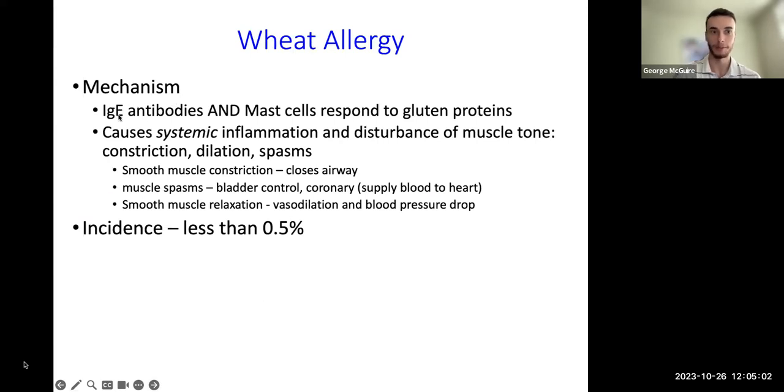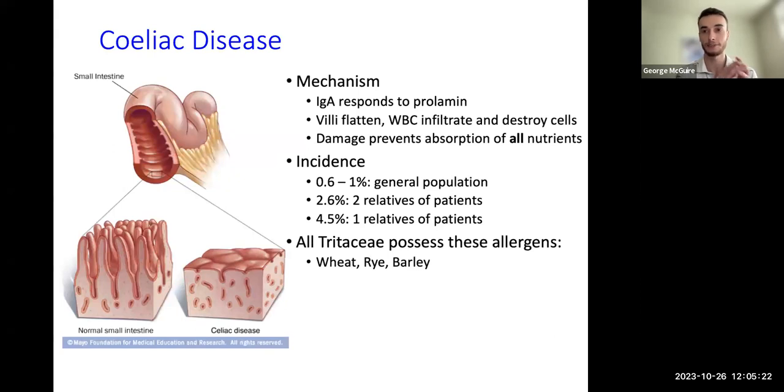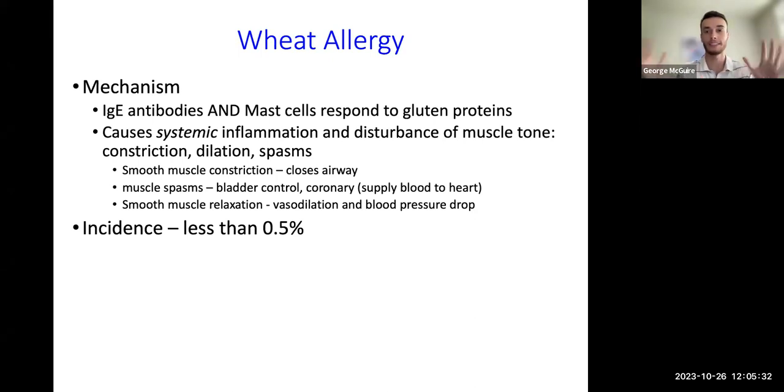So we have a different immunoglobulin response. This is immunoglobulin E, and mast cells responding to gluten proteins. And this causes systemic inflammation. So whereas gluten sensitivity had localized inflammation, so in one area, in one organ, or in one part of the tissue, and celiac disease specifically stems from that effect on the small intestine, wheat allergy causes an entire system response. So it's not local, it affects the entire body. And so the entire body inflames in response, and thus is going to damage and disrupt other cells like muscles, causing our muscles to constrict, dilate, and spasm in ways that they're not supposed to.